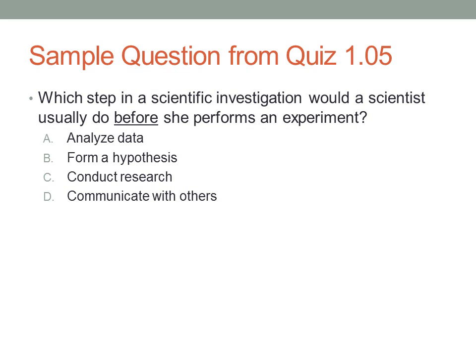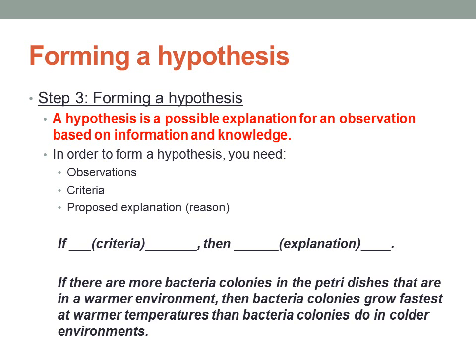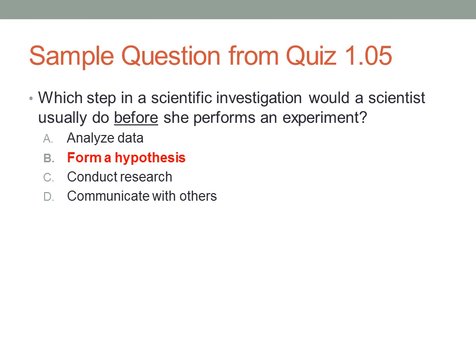Okay, so here are some sample questions. Which step in a scientific investigation would a scientist usually do before she performs an experiment? A. Analyze data. B. Form a hypothesis. C. Conduct research. Or D. Communicate with others. Remember, a hypothesis is a possible explanation for an observation based on information and knowledge, so it relies a lot on your observations. So which step would a scientist usually do before she performs an experiment? It would be to form a hypothesis. Remember, you always make those observations, form a hypothesis, then you can perform the experiment.